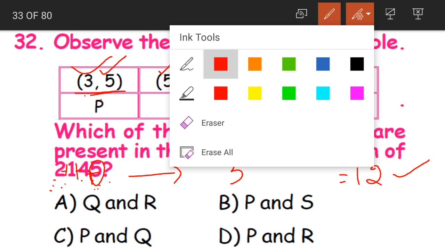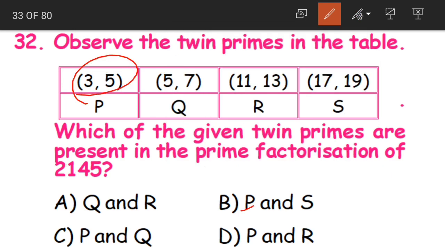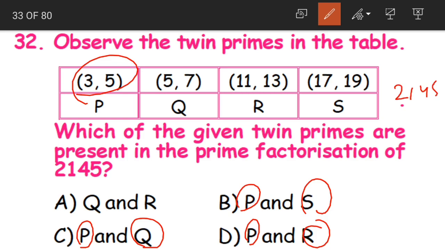Now coming to the next one. P is already there. If you look at the options, with P there are 3 possibilities, either Q, R or S. We should multiply and check. 2145, right? We already have 5 threes are 15, so let us divide and see.